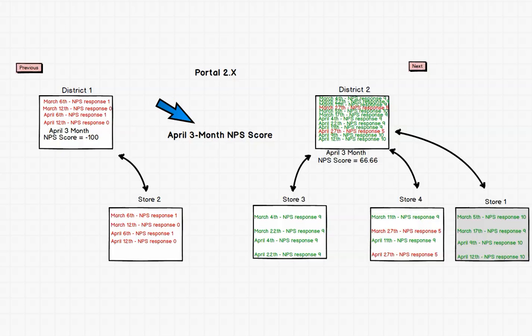The 3-month score works the same way. District 1 gets all of the stores underneath it. It gets all of their last 3 months of survey responses. And in this case, they're all bad. And so it has a 3-month score in April of negative 100. District 2, even though Store 1 wasn't in District 2 for March or most of April, really, right before the publish, District 2 gets all of the scores for both Store 3 and Store 4 as well as Store 1. And so their 3-month NPS score for April is 66.